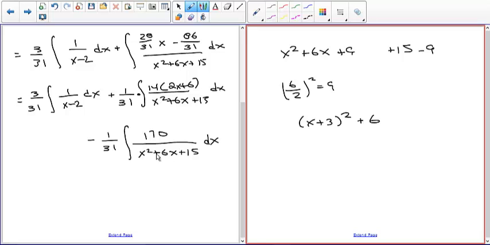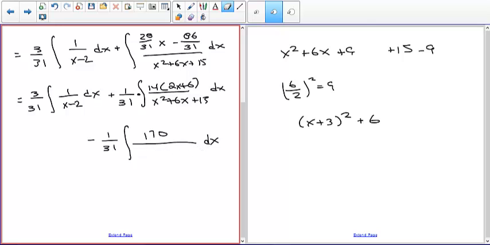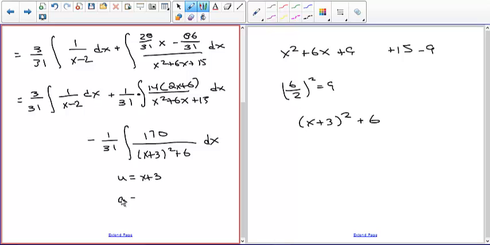So this part here, I'm going to go ahead and erase this. Sorry. It can be replaced with (x plus 3) squared plus 6. So for this one, u is equal to x plus 3, and a is equal to the square root of 6. So now it's in the form of u squared plus a squared.